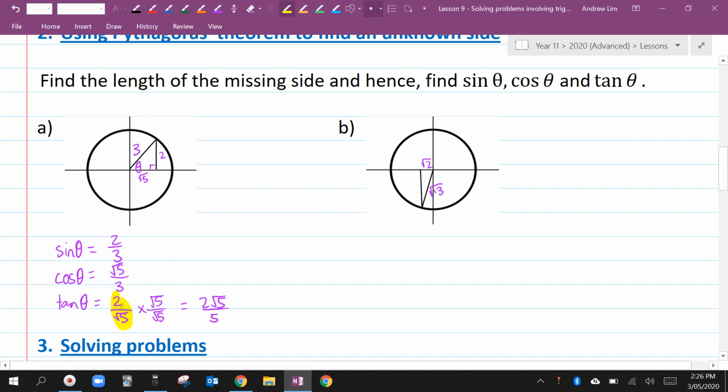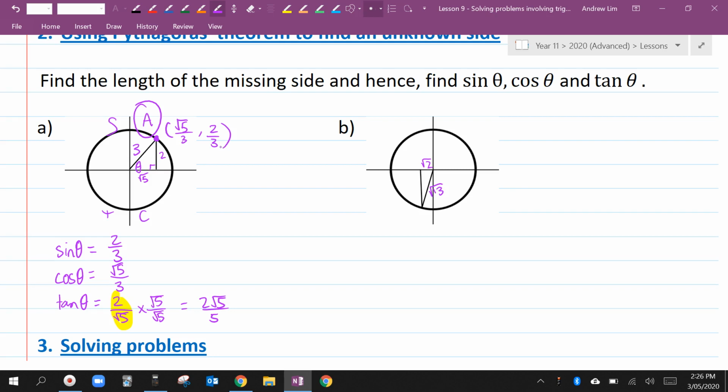And we can see here that in this quadrant, the first quadrant, all trig ratios, sine, cos, and tan, are positive. Okay, so we don't need to worry about any negatives. So if a question were to ask you, what's the coordinates of that point there? The coordinates of that point is cos theta, sine theta. All right. Pause the video, have a go with question B yourselves.